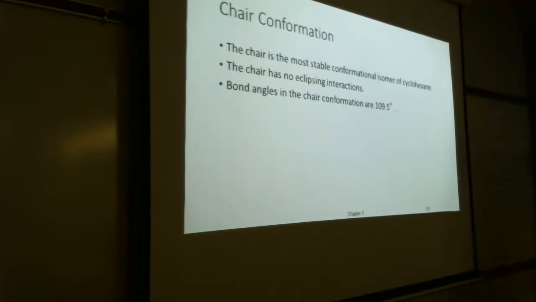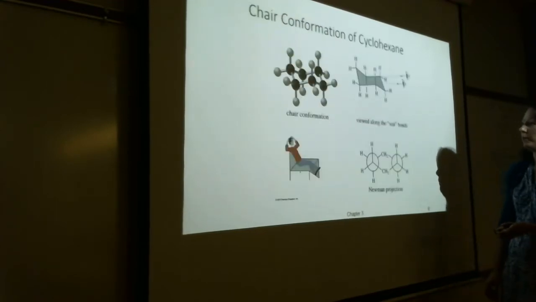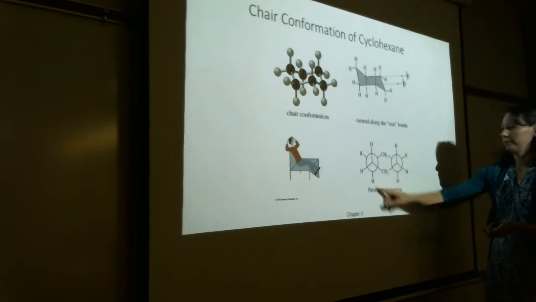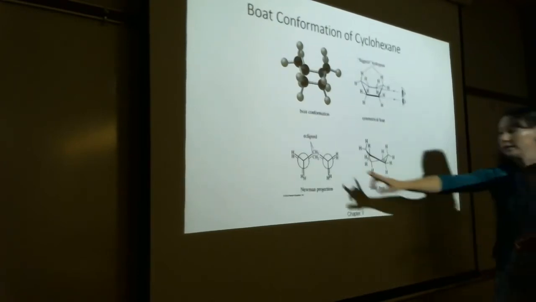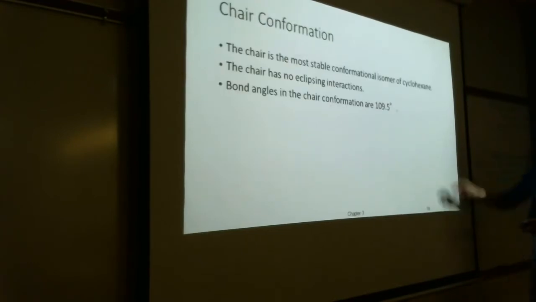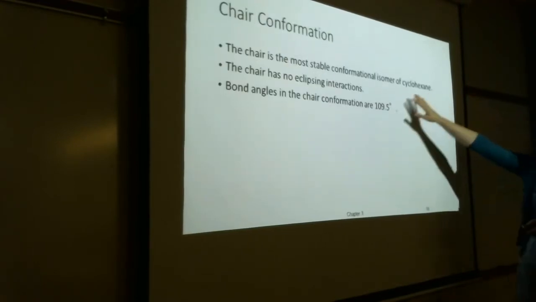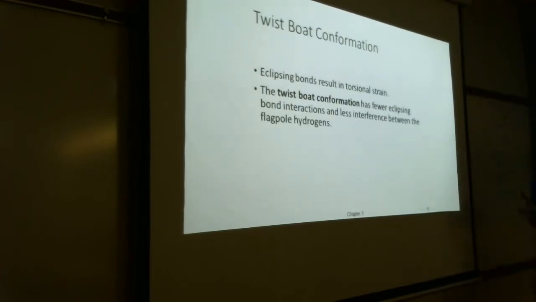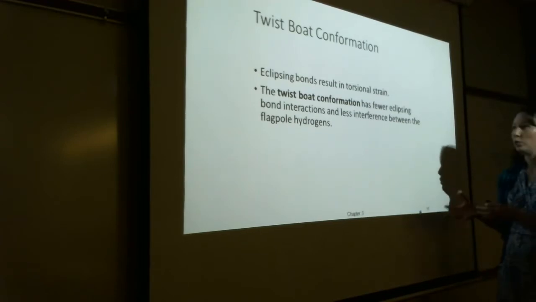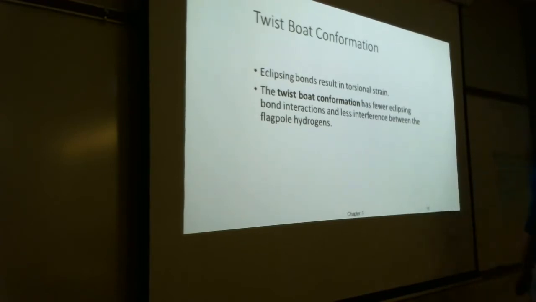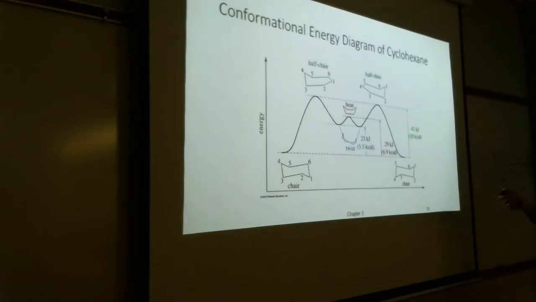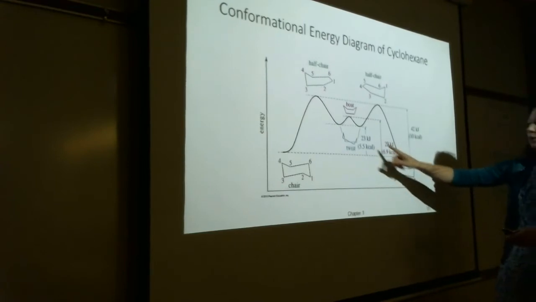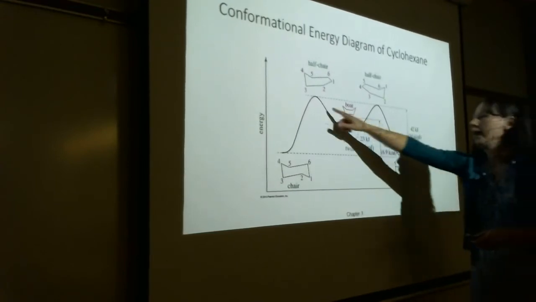The chair conformation is the more favored of the two, because there are no eclipsings. Let's go back and look at the picture. See, there's no eclipsing, whereas in the boat, there is eclipsing. This is why we say the chair is more favored, and the bond angles are better in the chair conformation. Now there is an option in between the chair and the boat. It's called the twist boat. Here's the energy diagram showing that. Here's the chair, here's the boat, and here's the half chair.